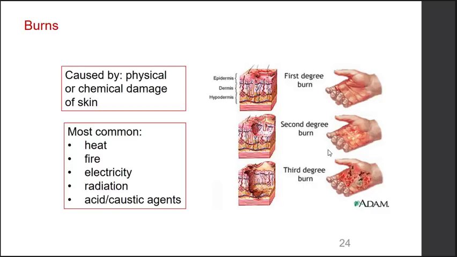Burns can be described in different ways. They can be described as the degree of the burn, so 1st, 2nd, or 3rd degree burns, which I'm sure you've heard of these terms before, and I'll give you a brief amount of information about each. 1st degree burns are a partial thickness injury involving the epidermis, so there is no injury then to the underlying dermis or the subcutaneous tissue.